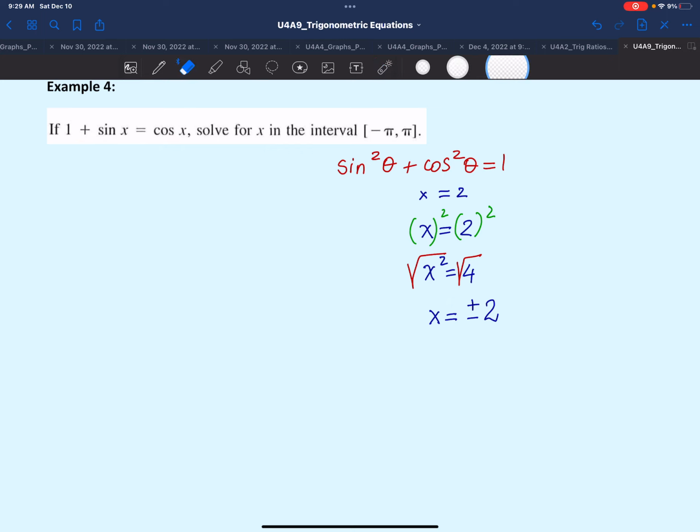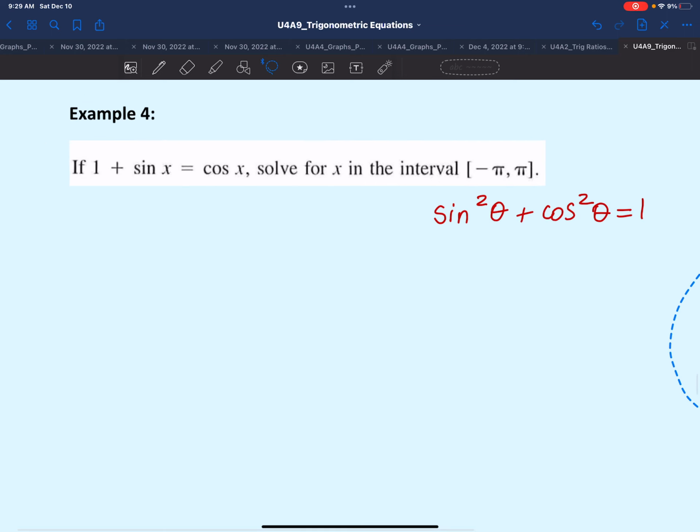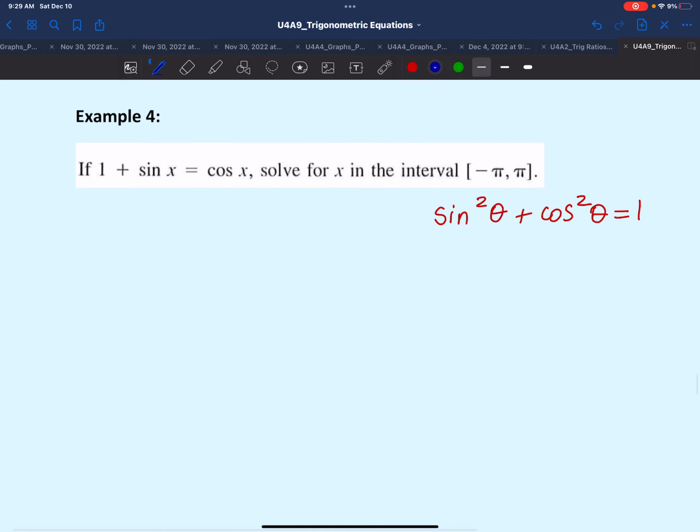So now let's get started. I think we're ready. We are going to try to bring the power of 2 in. Another approach that I chose to use here is to bring all the variable terms to the left side. So sine x minus cos x equals, and the constant on the other side, negative 1. And now I will start by squaring both sides of the equation.